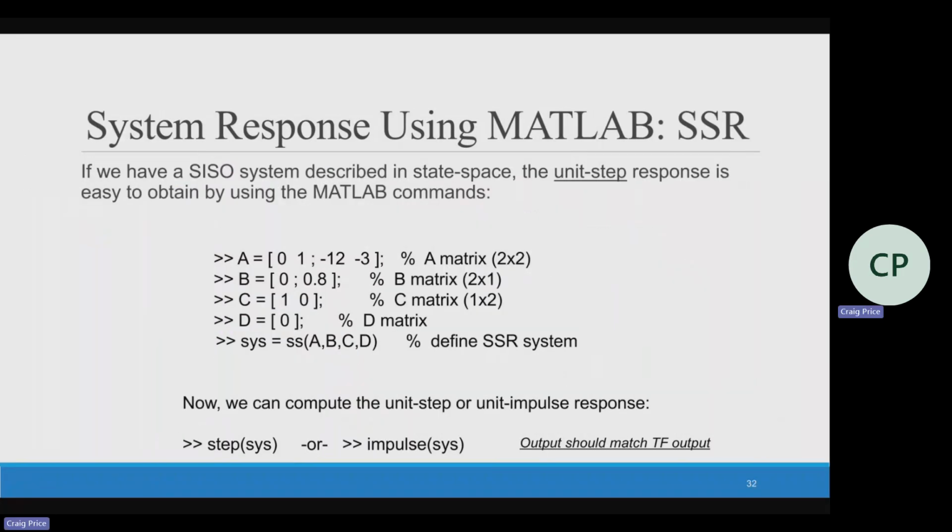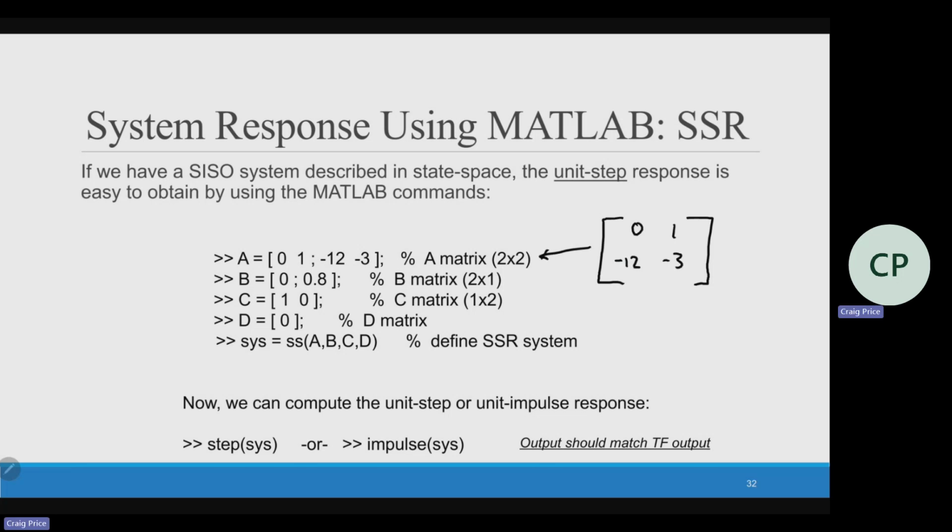But this is pretty important for us. This is also on the MATLAB code sheet. If I want to put an SSR together, the SSR needs 4 matrices. This is how you put the matrices in. So for example, A is a 2 by 2 matrix. So A looks like 0, 1, -12, -3.